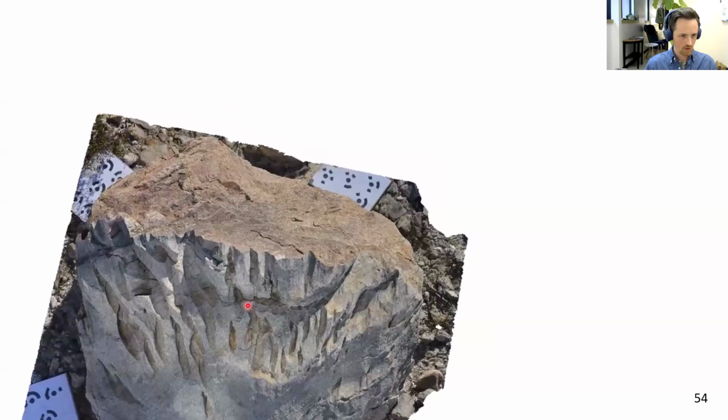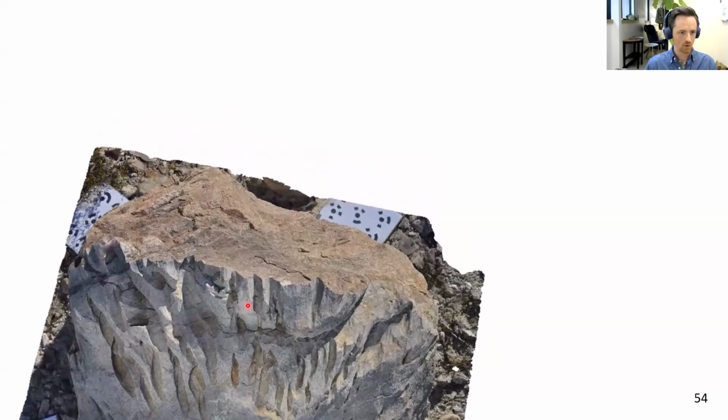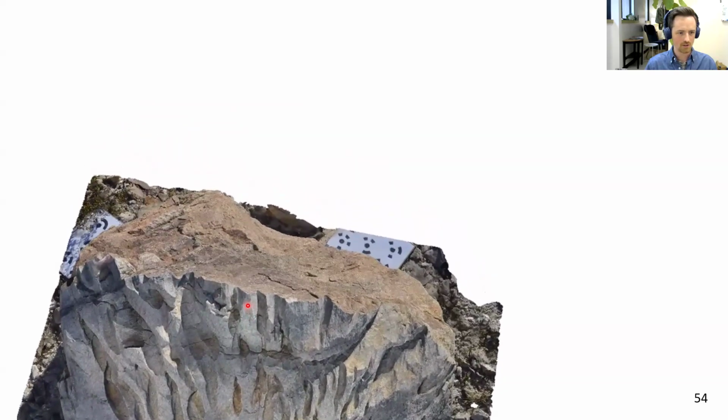Okay, now we're going to zoom in and I'm going to show you something about topographic shielding.